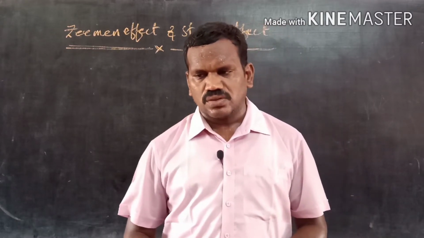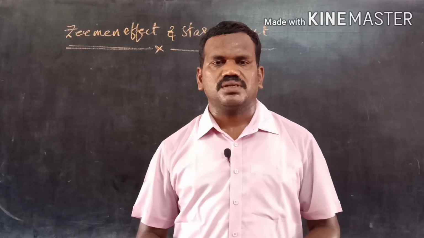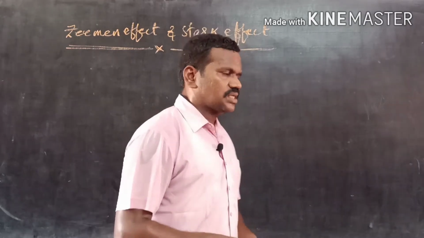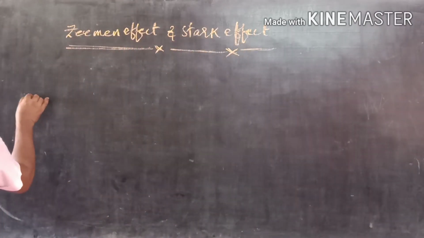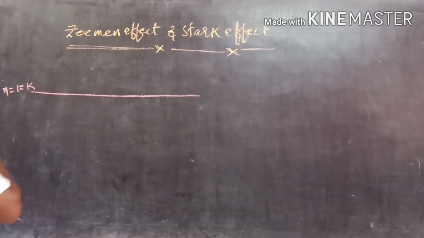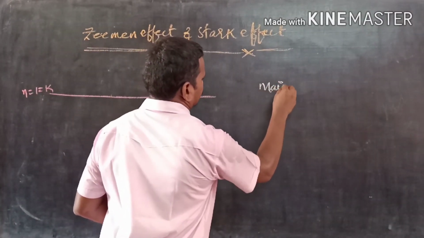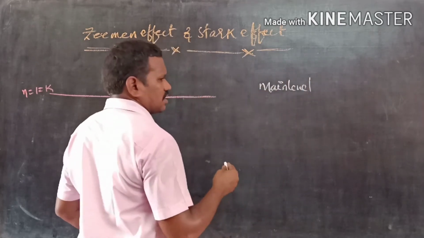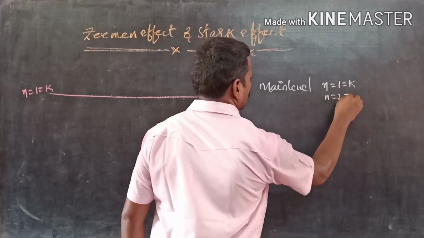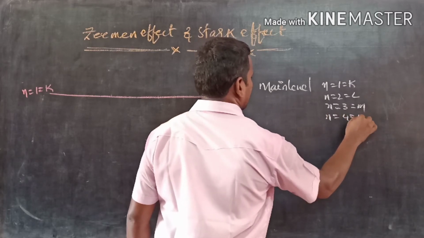Let us discuss now what the use of these fields is and how they were discovered, using different topics. Consider these as main levels. We already know main levels are represented by the letter n. n is equal to 1 is the K level, n is equal to 2 is the L level, n is equal to 3 is the M level, n is equal to 4 is the N level.